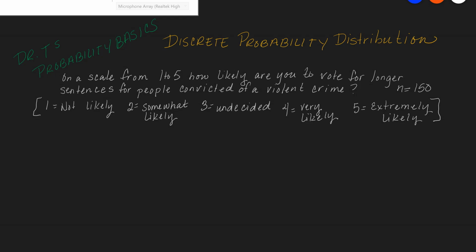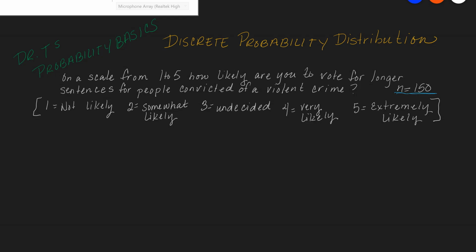We'll start with 150 people who are surveyed, and they are asked to respond on a scale from 1 to 5: How likely are you to vote for longer sentences for people convicted of a violent crime? Beneath the question, folks are able to choose 1, not likely, 2, somewhat likely, 3, undecided, 4, very likely, and 5, extremely likely.